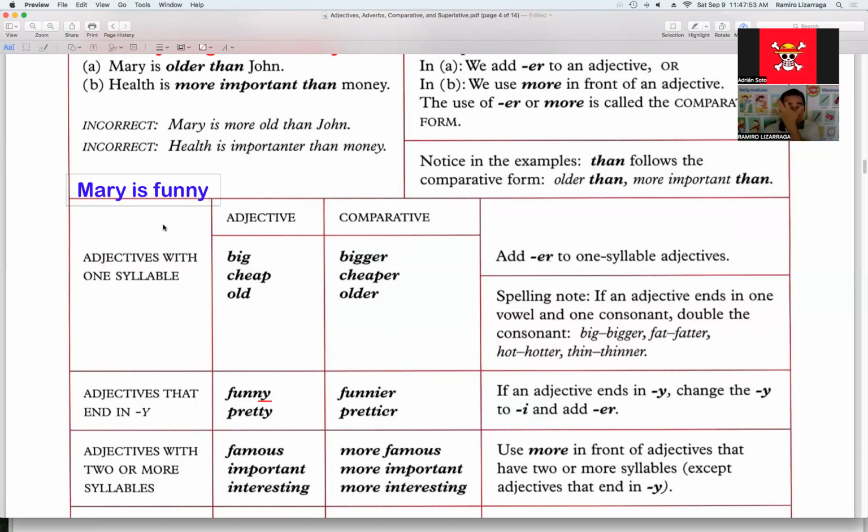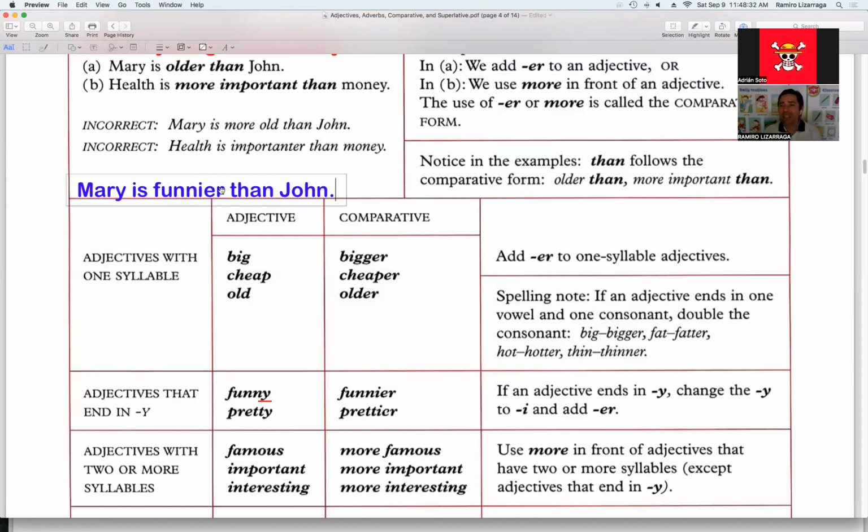But this time, I'm going to compare two people, Mary and John. I'm not going to use funny ending with Y. I'm going to use funnier, because I'm going to compare two people. And I'm going to tell you, hey guys, guess what? Mary is funnier than who? Than John. You see, Mary is funnier than John.